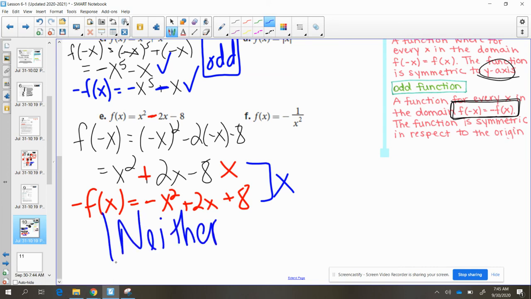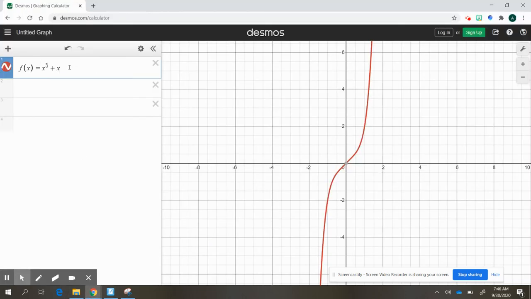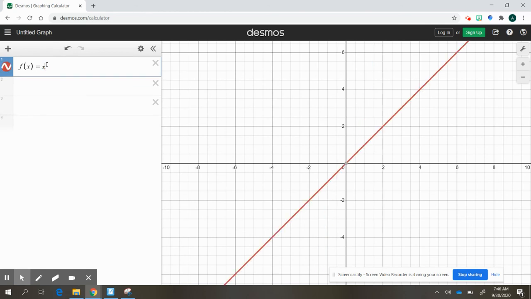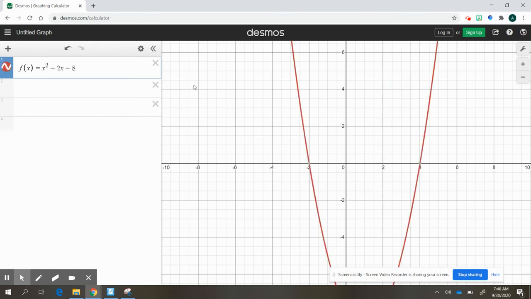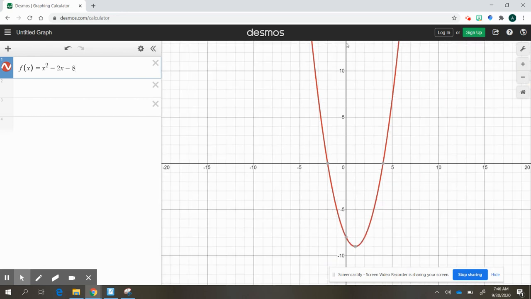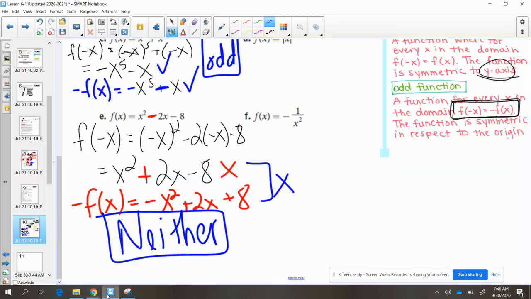And just to confirm the neither situation, if we were to graph this, x squared minus 2x minus 8, there is not symmetry to the y-axis, so it's not even. And if we flipped this computer upside down, it would not look the exact same as this. It would be downward facing, so it's not odd. That can confirm it for us.